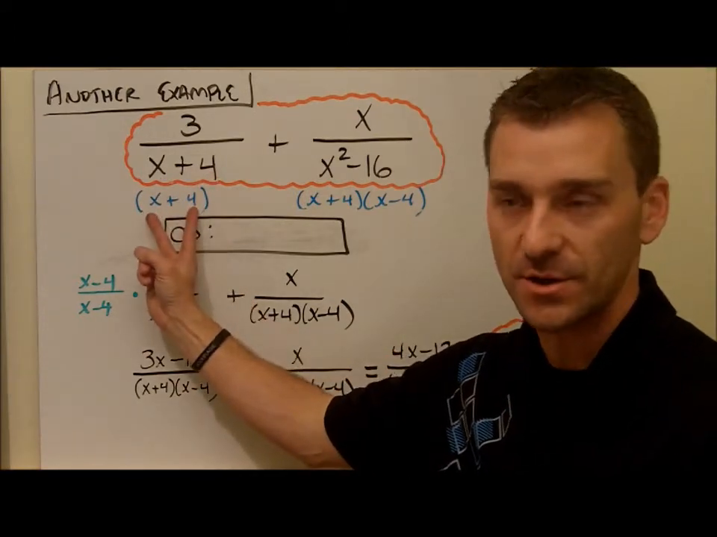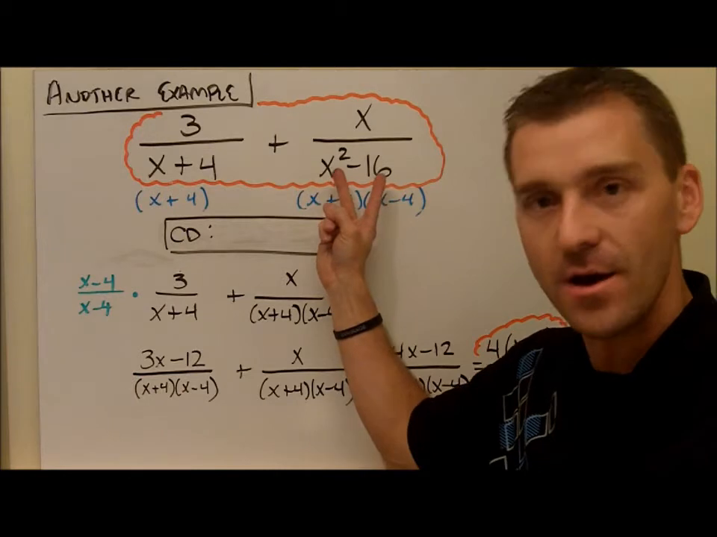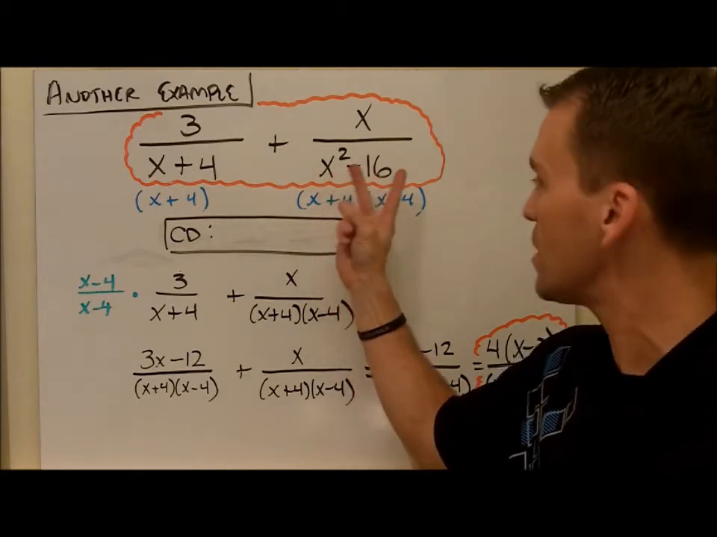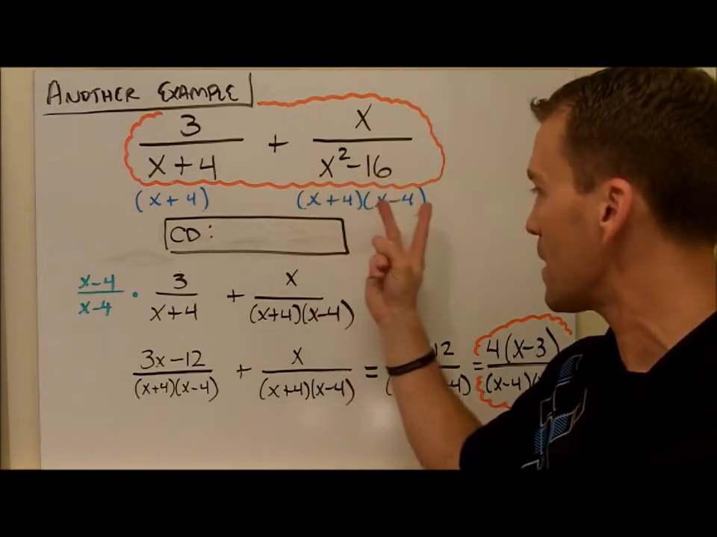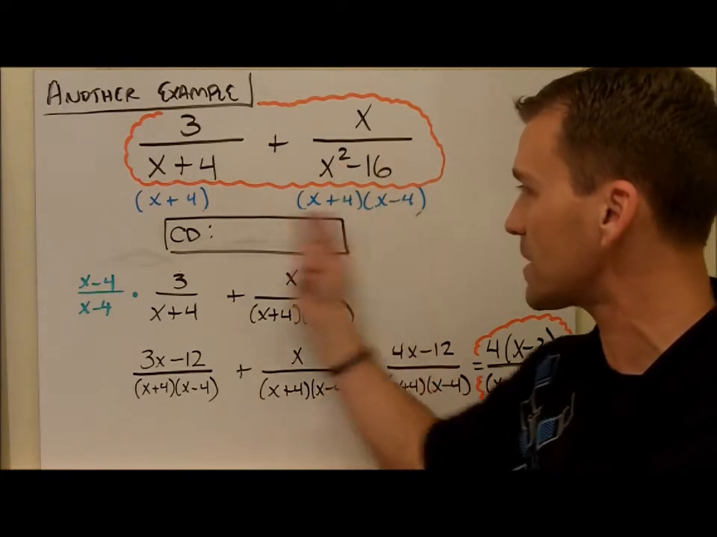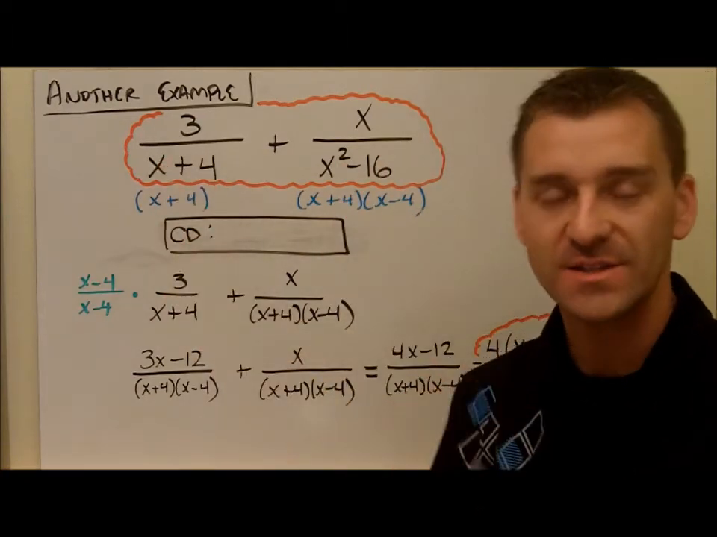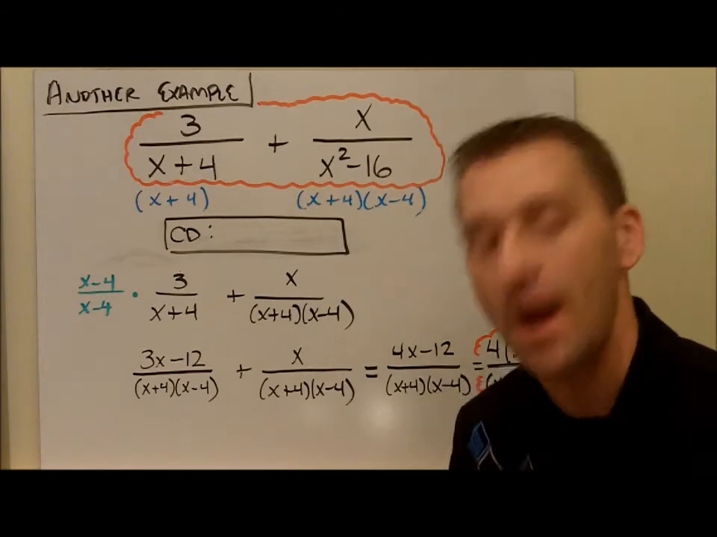There's nothing else I can do. This one, oh yeah, it's the difference of 2 squares. So I factor this into x plus 4, x minus 4. So that's factored nicely. That's factored nicely. Let's now construct our common denominator.